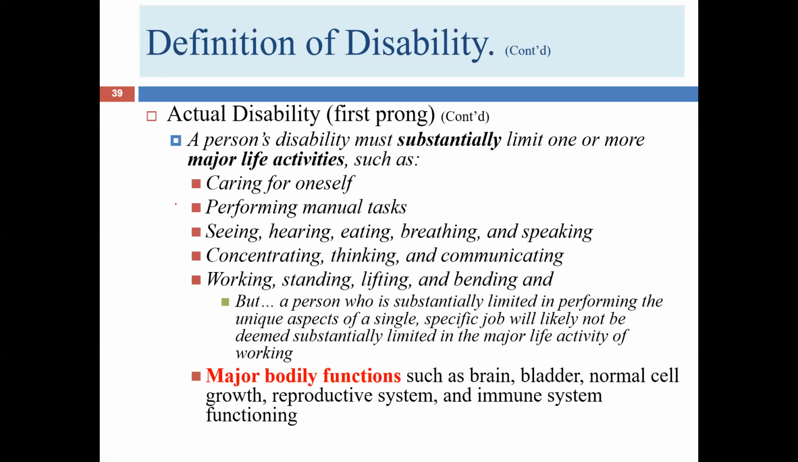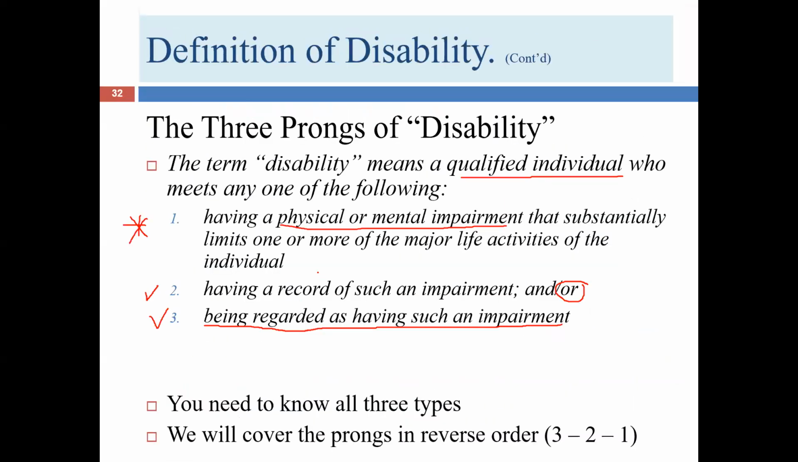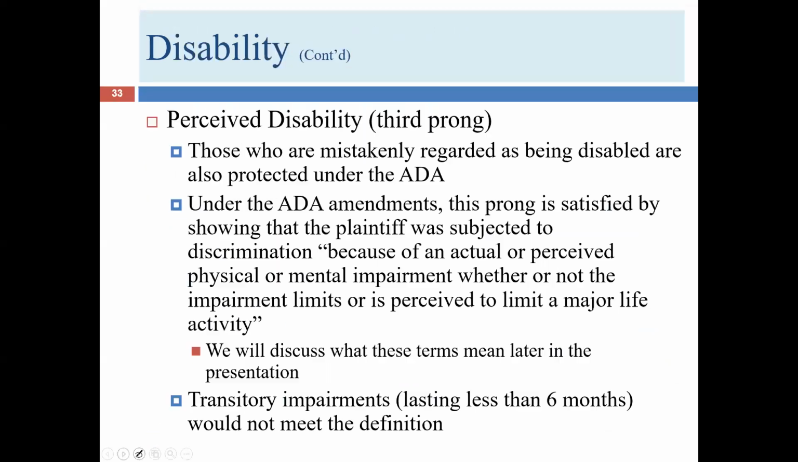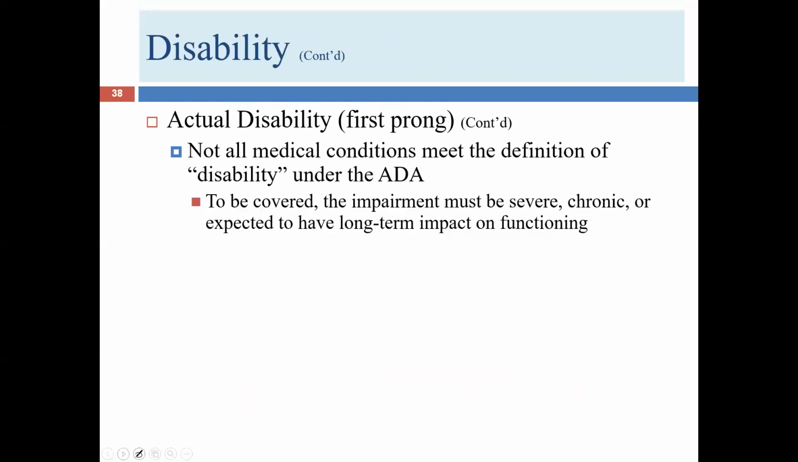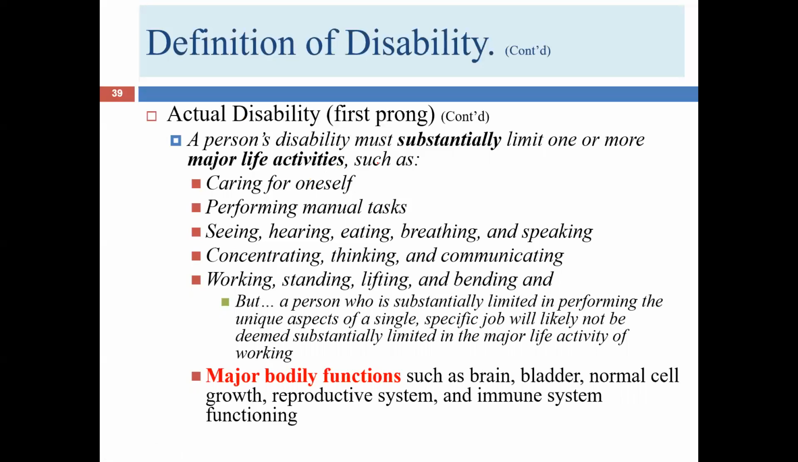Okay, so we're still on that first prong. A person's disability must substantially limit one or more major life activities. Let me just go back and show this to you again, because this can get tricky. One or more major life activities. So we're focusing on this language right here in our first prong. Now we're going to get more granular about that particular section. Okay, so here are examples of these major life activities.